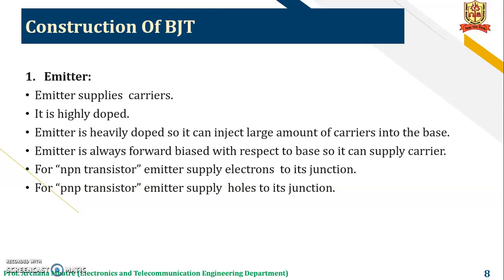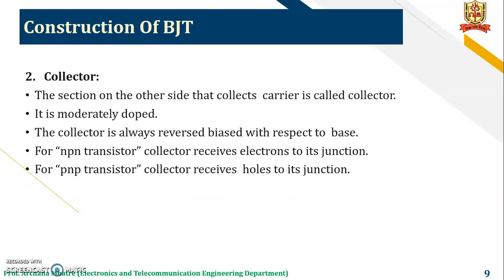For NPN transistor, emitter supplies electrons to its junction, and for PNP transistor, emitter will supply the holes to the junction. Now next terminal is a collector. The section on the other side that collects the carriers is called a collector. It is moderately doped. The collector is always reverse biased with respect to the base. For NPN transistor, collector receives the electrons to its junction, and for PNP transistor, collector receives the holes to its junction.